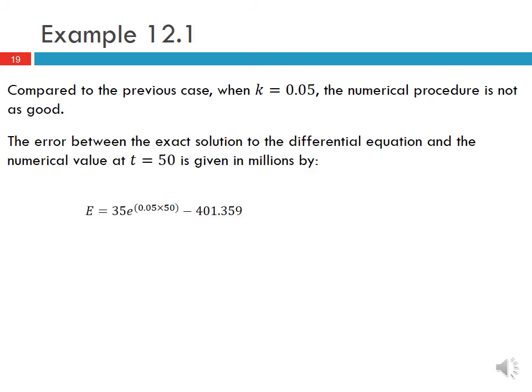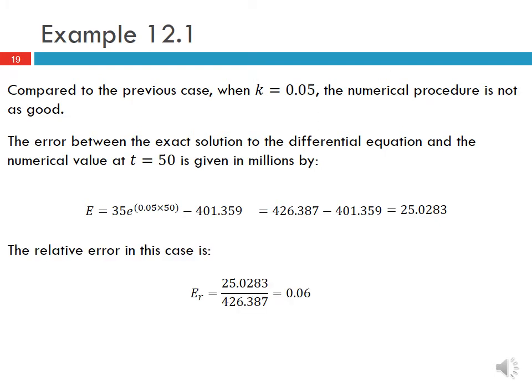So the error between the exact solution to the differential equation and the numerical value at t equals 50 is given as shown here. So you can see when we plug in our numbers that the error is now 25.0283. And the relative error in this case is 0.06.